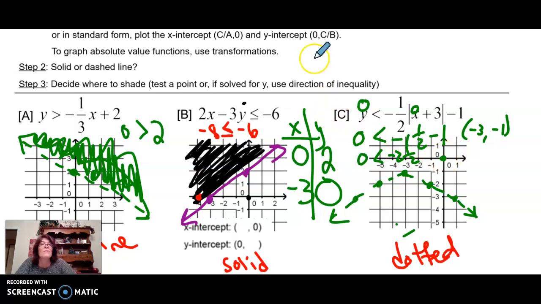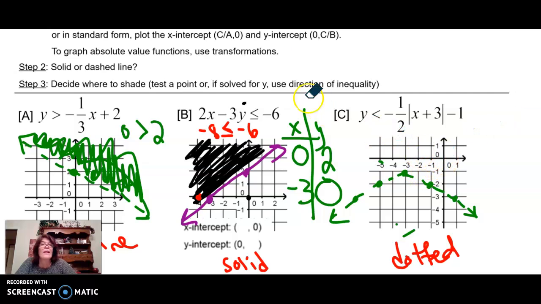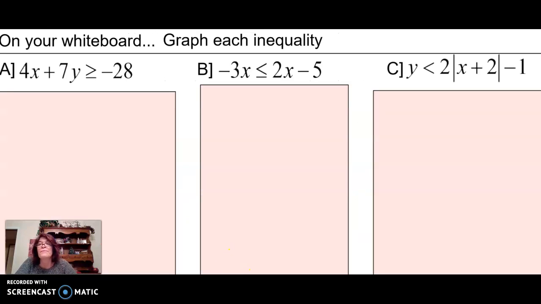Nope. So 0, 0 should not be shaded. Okay, since I got a false inequality, 0, 0 should not be shaded. So that tells me it's everything underneath the V. Which kind of makes sense because it was Y. Remember when it was solved for Y, we said you can look at the inequality sign. This says less than, so that's underneath. The Y coordinates are all less than the Y coordinate that's on the V. Okay, there we go. That's how you graph.